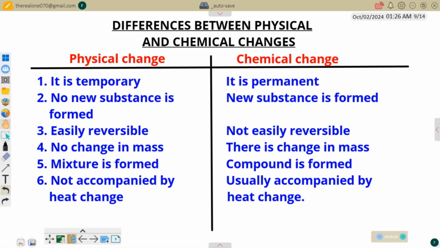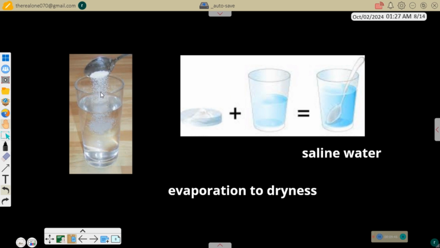Now, the last difference that we have here between physical and chemical change is that physical change is not accompanied by heat change, while chemical change is usually accompanied by heat change. So if we consider our picture here for the solution of sodium chloride in water, we observe that in order to dissolve sodium chloride in water, we don't need heat. It is not that we must heat the solution before we can get saline water. The salt will dissolve readily because it's a physical process. It will quickly dissolve inside the water. It's a physical change, so no heat is required.